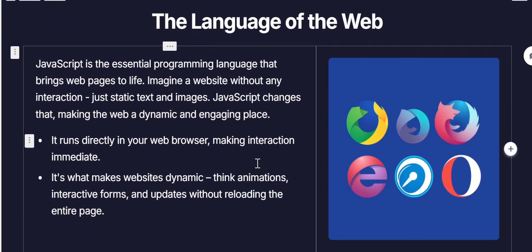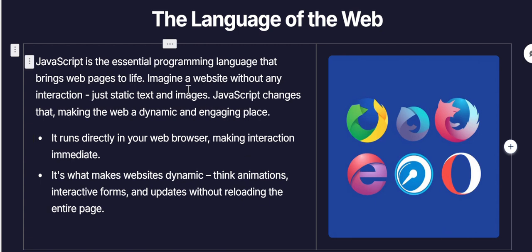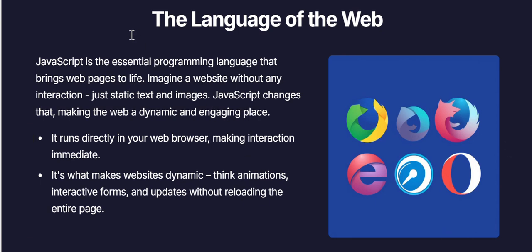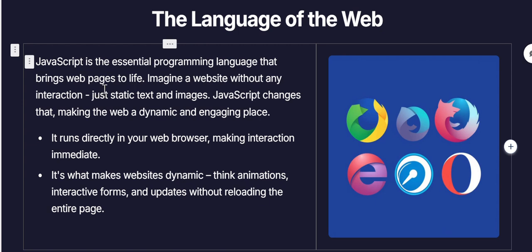Okay, now let's see about the language of the web. JavaScript is an essential programming language that brings web pages to life. Imagine a website without any interaction, just static text and images. JavaScript can change that, making the web a dynamic and engaging place.